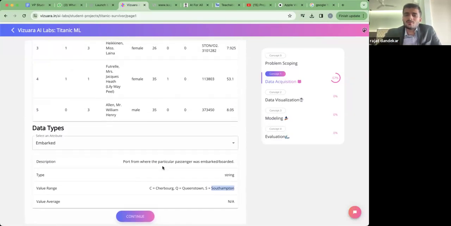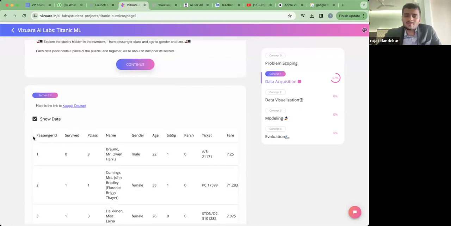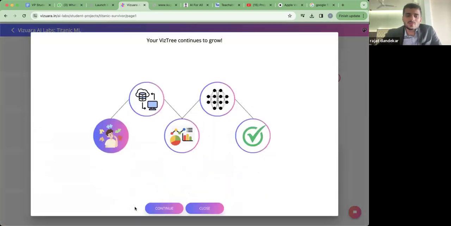Okay, so I hope all of you are extremely clear with the kind of data that we are looking at. There should be no doubt at this point. We are looking at data which has around 10 different data attributes. Now we'll go to the next step, which is data visualization.